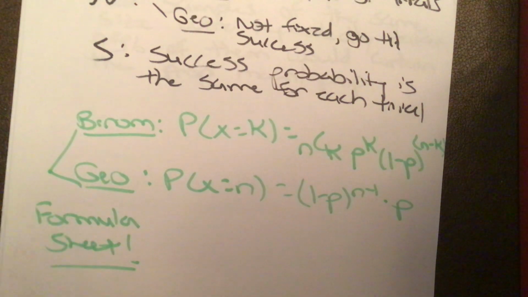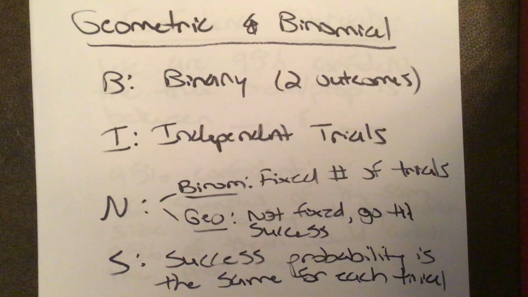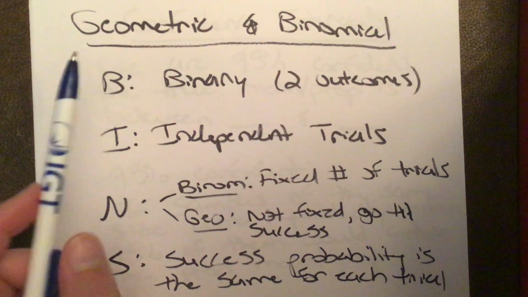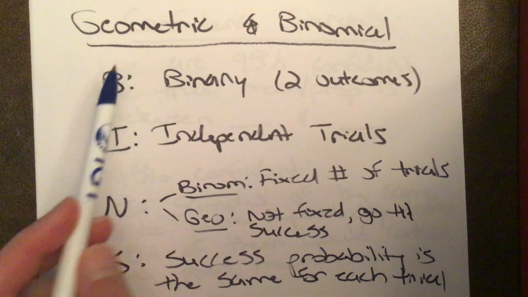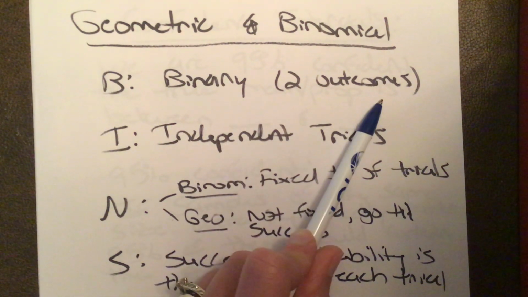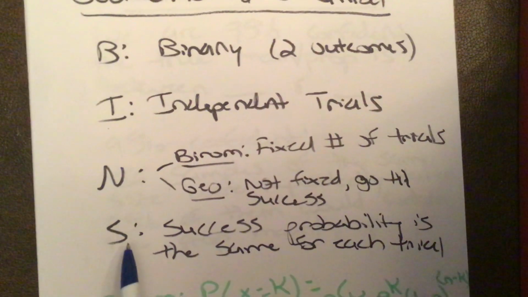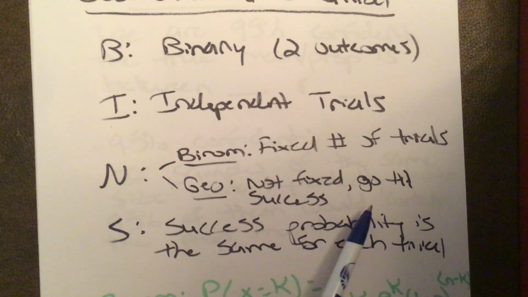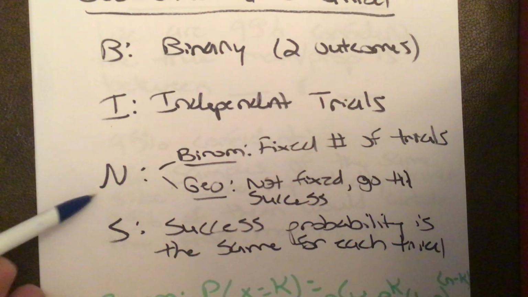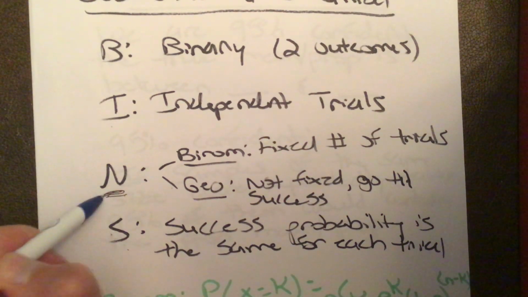Okay. Another thing related to probability is geometric and binomial distributions. If you watched the video where I went over the free response, you kind of already saw this, so I'll just run through it quickly. If you remember the acronym BINS, that will help you with the geometric and binomial. The B stands for binary. There are 2 outcomes. I stands for the trials are independent. N, I'm going to skip for a second. S is the success probability is the same for each trial. Those three are true whether it's binomial or geometric. These three conditions have to be met. The N is what changes.